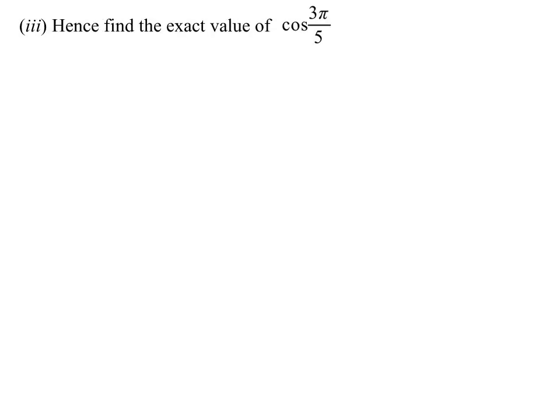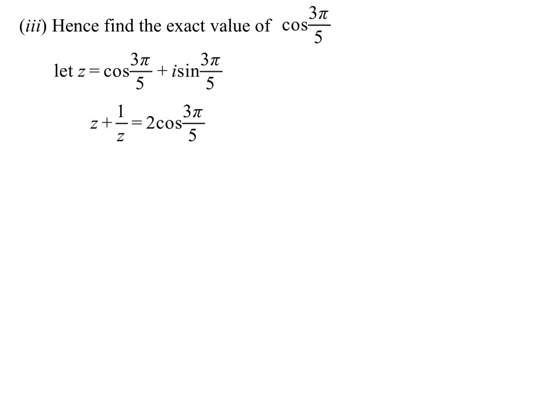Hence find the exact value of cos 3 pi on 5. That was one of our solutions. Well, one of our solutions involved cos 3 pi on 5. One of them was cos 3 pi on 5 plus i sin 3 pi on 5. So why don't I let z equal that particular one? That means z plus 1 on z will become 2 cos 3 pi on 5. And that's good because we want to find cos 3 pi on 5.